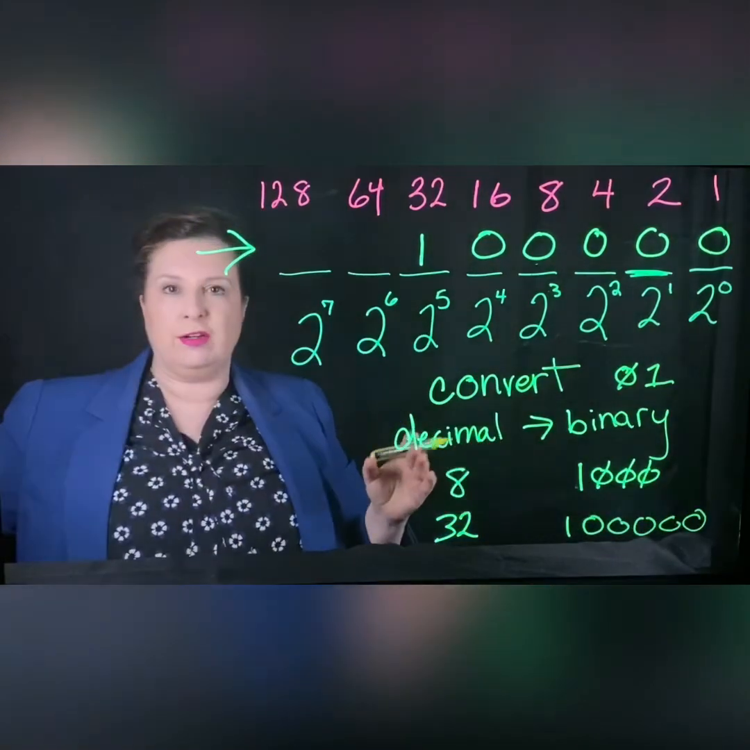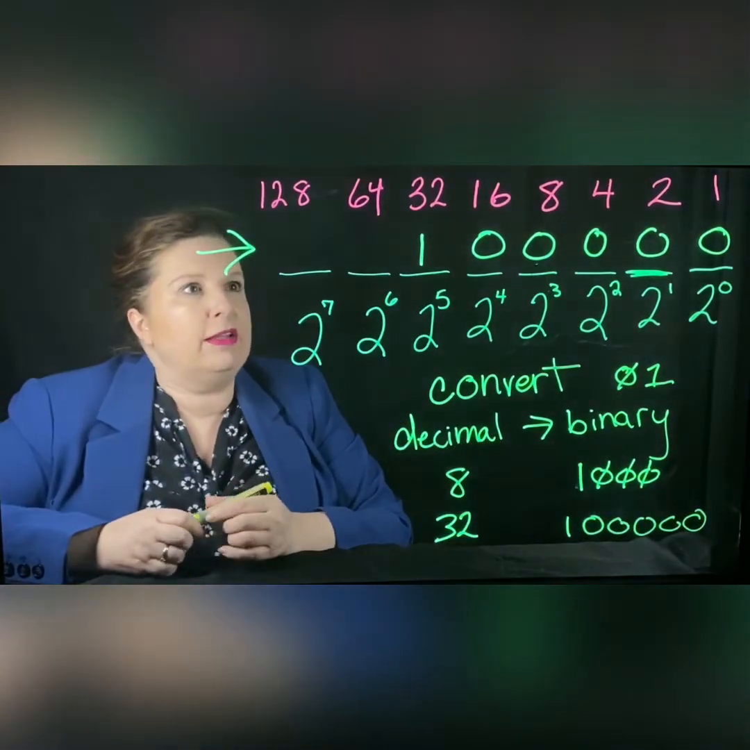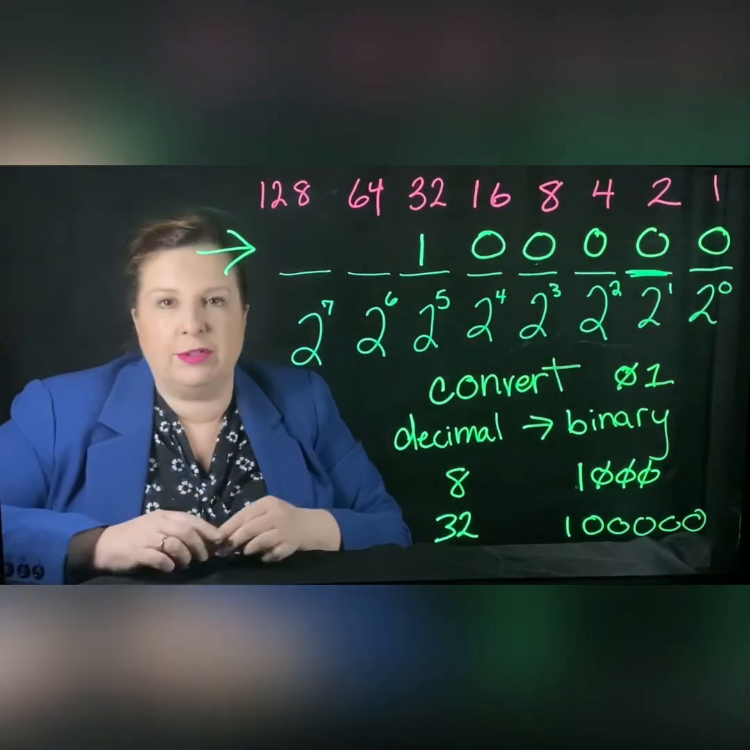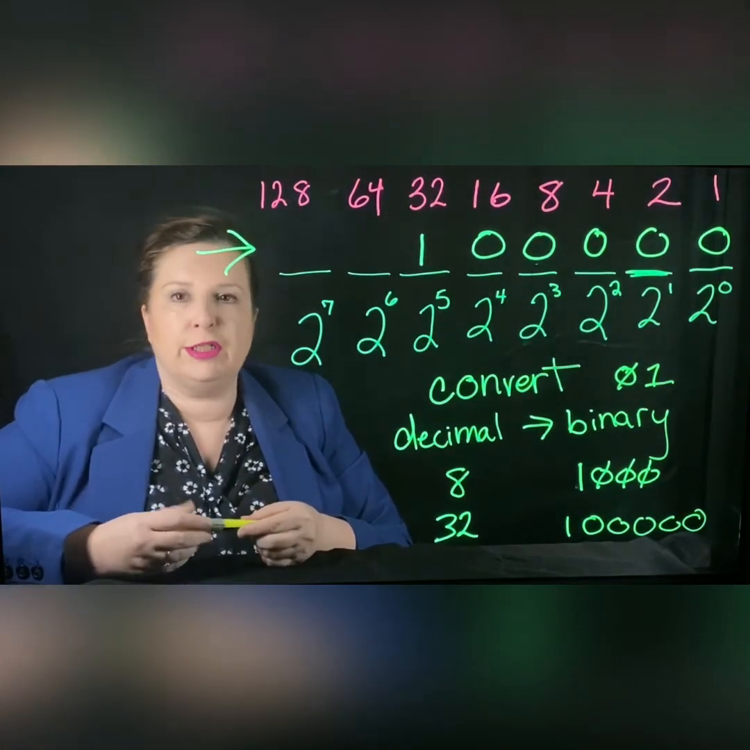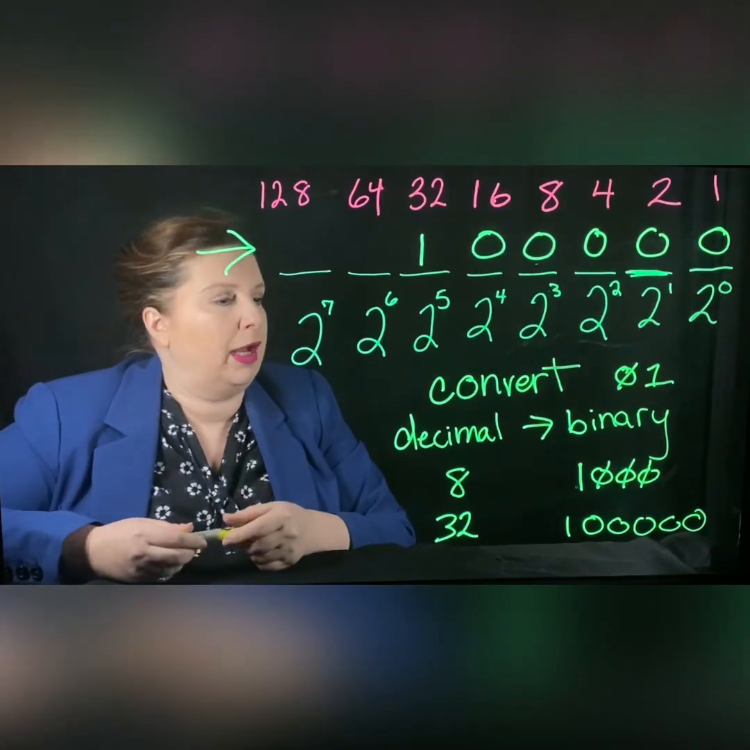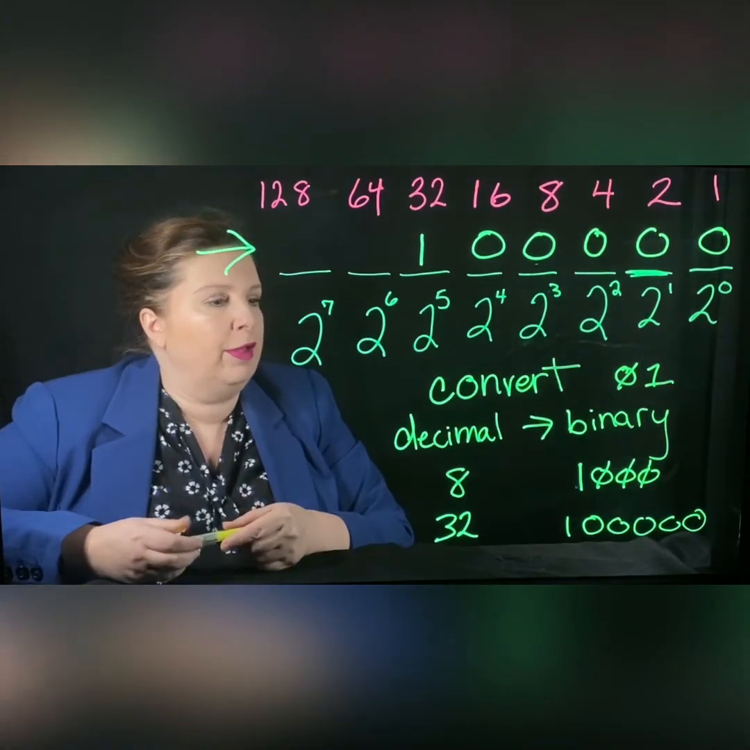Okay, so that's 32. All right, so now how about 33? Let's not make it too complicated. We're just going to say, all right, well, we want the binary number for 33.